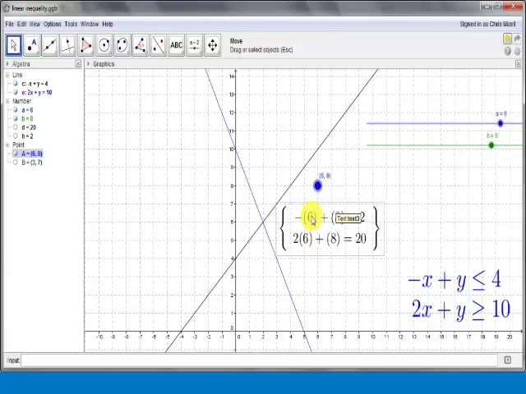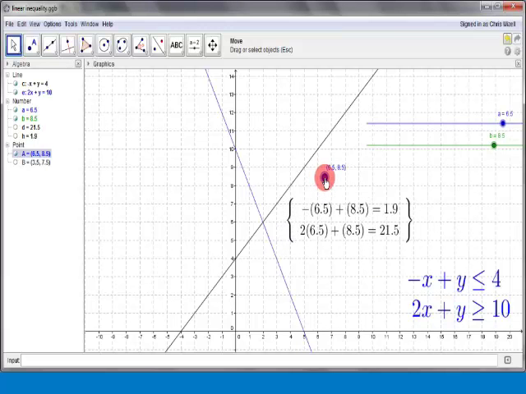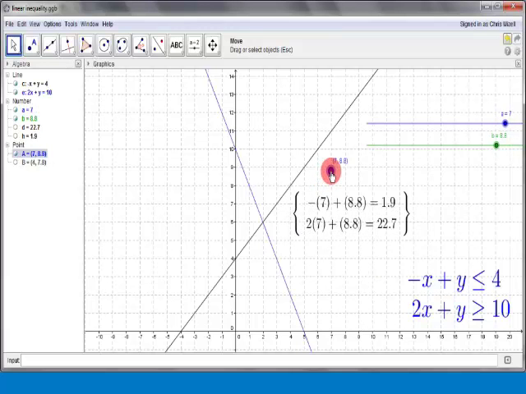It takes the x-coordinate of that point, 6, and the y-coordinate of that point, 8, and substitutes them into the equation, negative 6 plus 8, and it comes up with 2. And then it asks the question, is that less than or equal to 4? And it is. 2 is less than or equal to 4. So that makes the inequality true, and so it gives the point a blue color there, meaning it satisfies it.